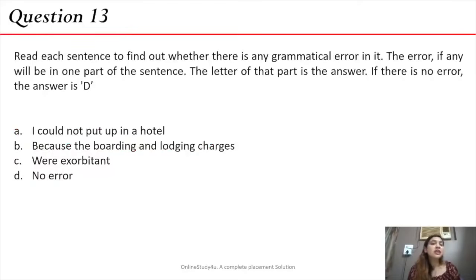So it says, read each sentence to find out whether there is any grammatical error in it. The error, if any, will be in one part of the sentence. The letter of that part is the answer. If there is no error, then the answer is D. Okay. I could not put up in a hotel because the boarding and lodging charges were exorbitant. Exorbitant basically means it was very high. It was very, very expensive.